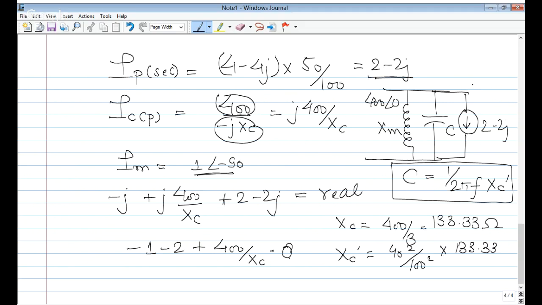Okay. So what I have done is I have taken all the currents to primary, and then what I am saying is the total value should come out to be purely real in order for the power factor to be unity. The next question is again from Jitendra Maurya, Power Electronics.